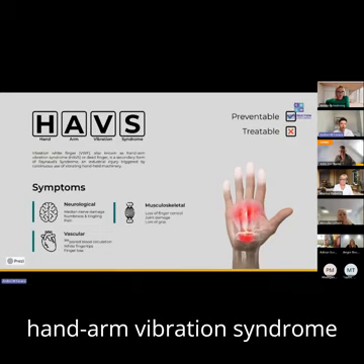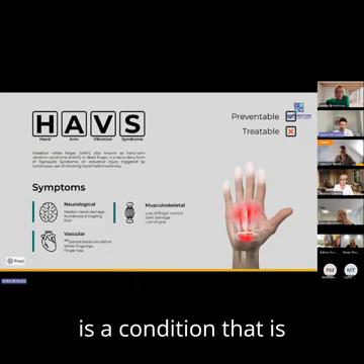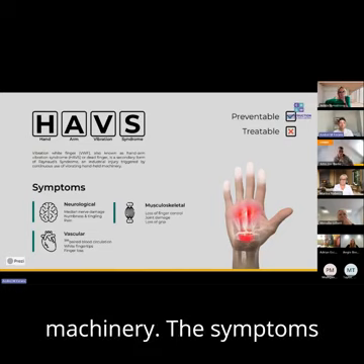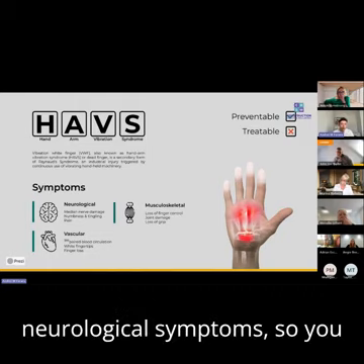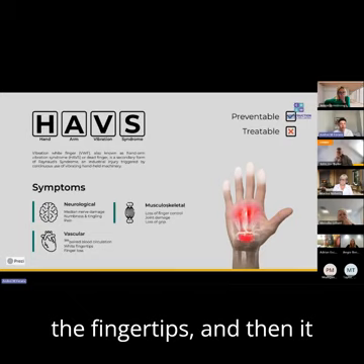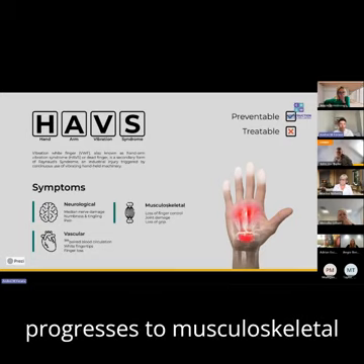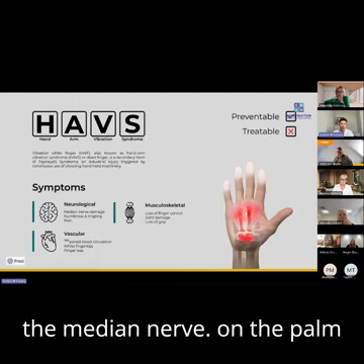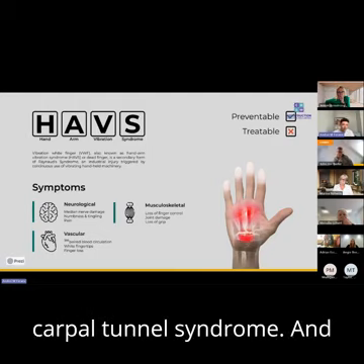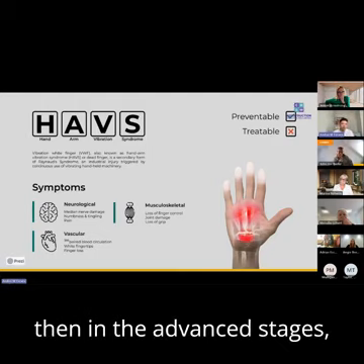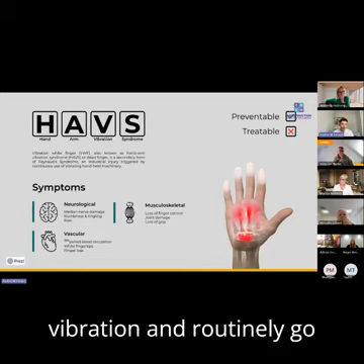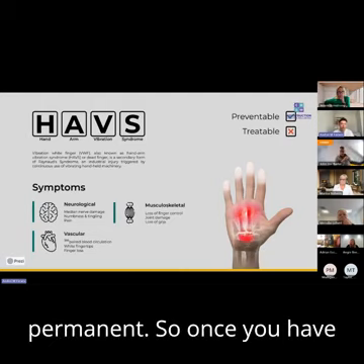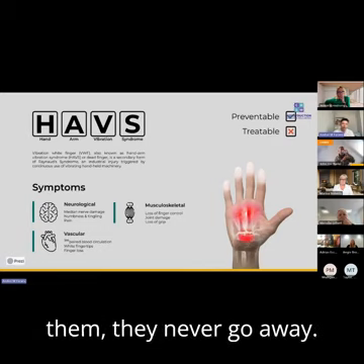So hand-arm vibration syndrome is a condition that is developed by people who work with power tools or vibrating machinery. The symptoms always start with neurological symptoms, so you get tingling and numbness in the fingertips, and then it progresses to musculoskeletal symptoms, which essentially is damage to the muscles and the median nerve on the palm of the hand. That leads to carpal tunnel syndrome. And then in the advanced stages, if you keep working with vibration and routinely go over the limits, you would eventually go into vascular symptoms. And those are permanent. So once you have them, they never go away.